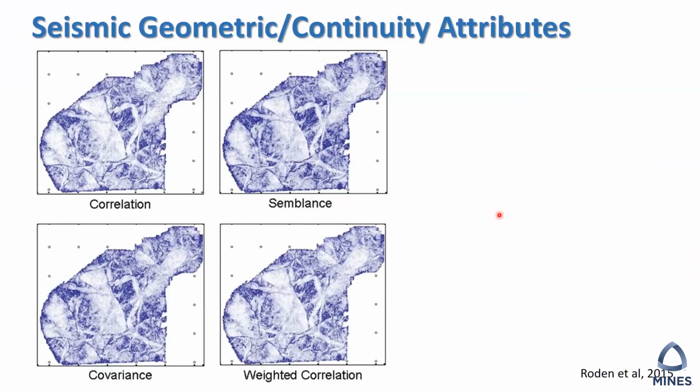So this is a look at some of these geometrical or continuity attributes. And you see correlation, semblance, weighted correlation, and covariance. The point I want to make here is that if you're looking from one attribute to the other in this class, you don't see a lot of variation using correlation, semblance, weighted correlation, or covariance. They're pretty much producing the same result. So in this particular class, there's no need to run a whole suite of attributes. If you just run one, you get the general picture.